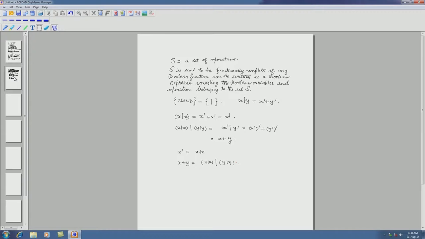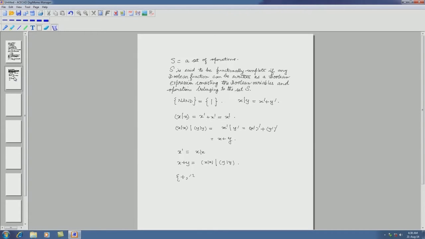At this point, we realize that we do not have to show that we can write the AND operation in terms of NAND, because we have already proved that the set plus and complement is functionally complete.